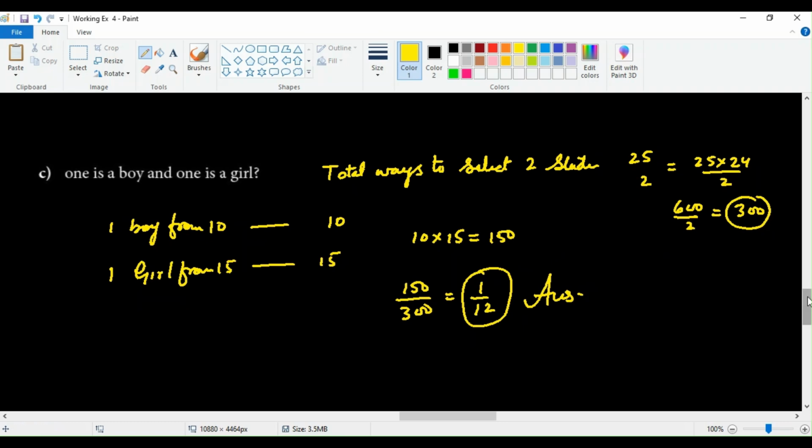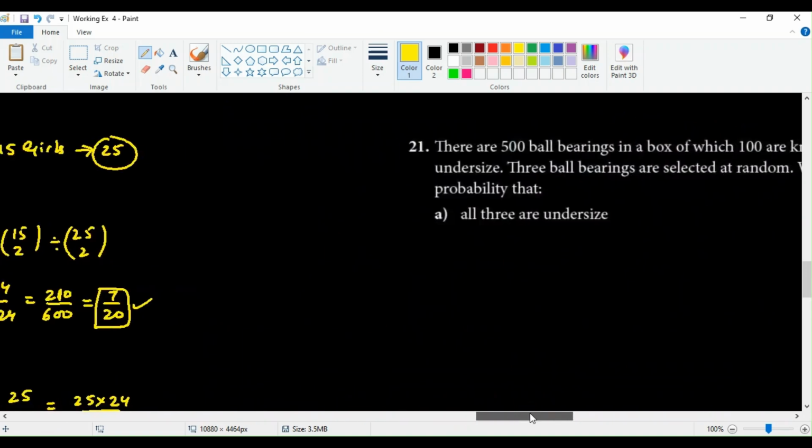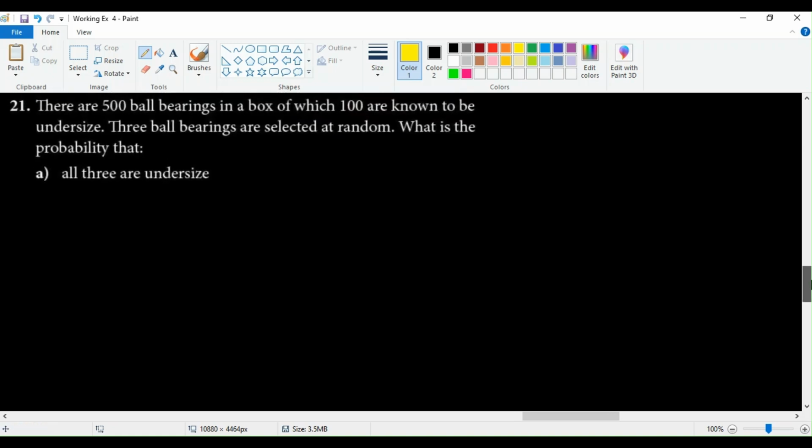Moving on to question number 21, which is over here. It says there are 300 ball bearings in a box, of which 100 are known to be undersized. Three ball bearings are selected at random. What is the probability that all three are undersized? So in step one, this can be a long question.